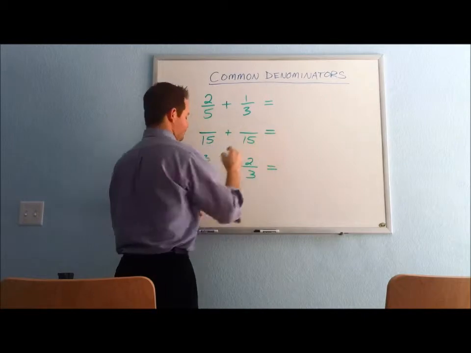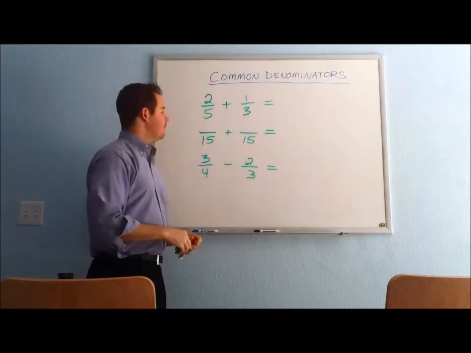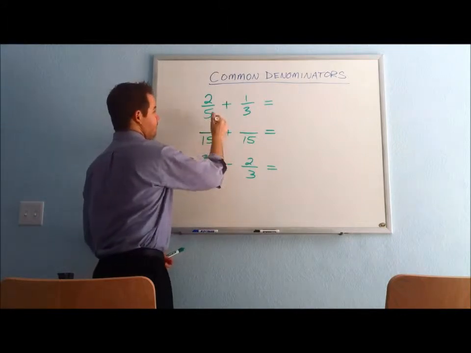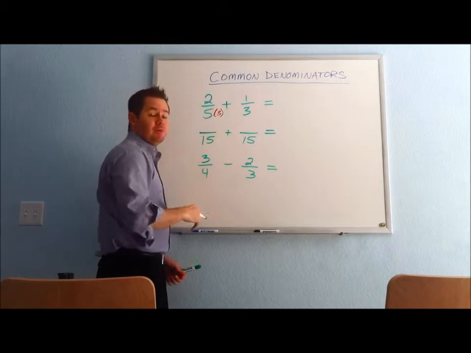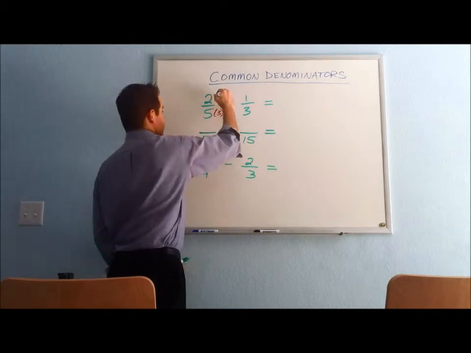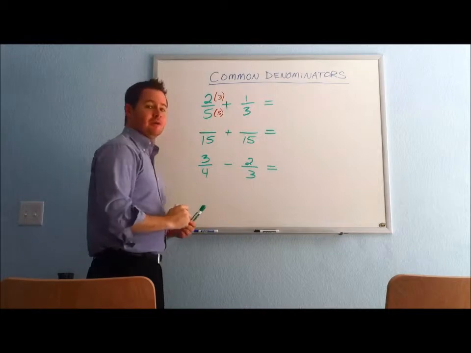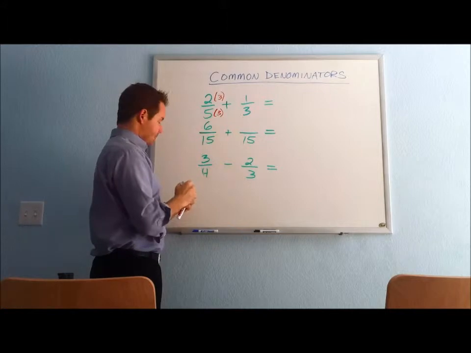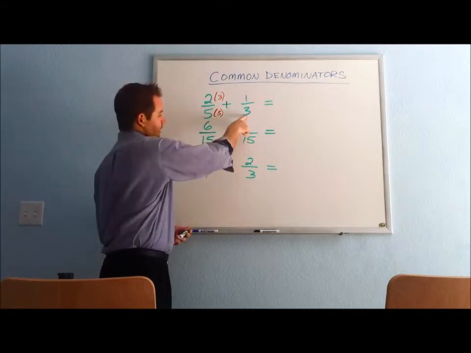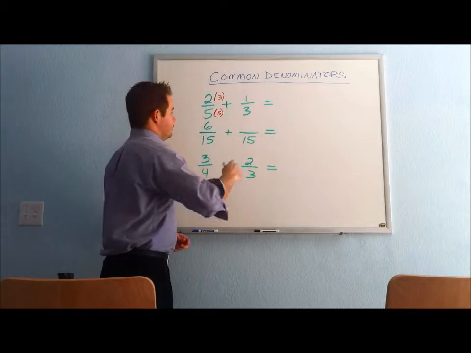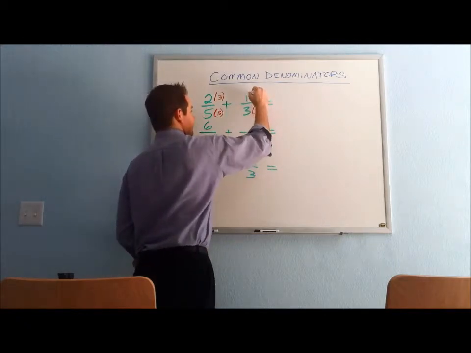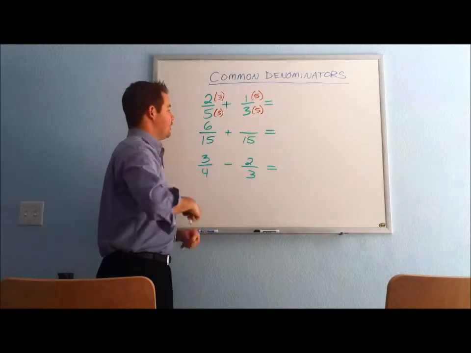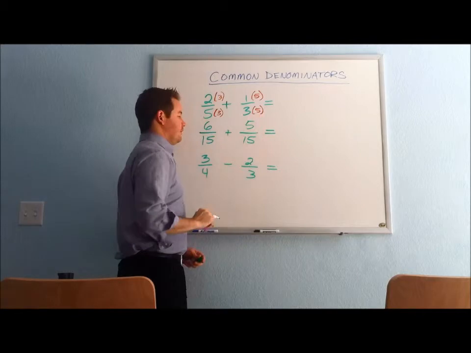Now, to figure out what the numerator for each one is going to be, we have to look at what we're multiplying each term by. This fraction we multiplied times 3, and whatever we do to the bottom we have to do to the top. So our numerator is then going to be 2 times 3, which would give us a value of 6. For this fraction, we multiplied times 5, so if we multiply times 5 on bottom, we have to multiply times 5 on top, and that'll give us our numerator here. 1 times 5 is 5.